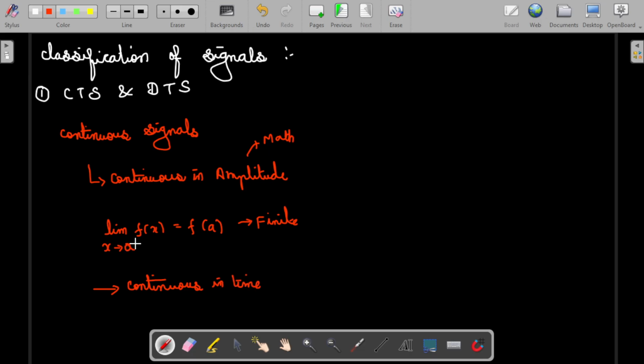Here you can make it a also. Okay, because we are making this f of a, right? So this sample can be any sample. A can be any value, but that value needs to be a finite value. So that is the thing. Both the vertical axis as well as the horizontal axis need to be continuous.